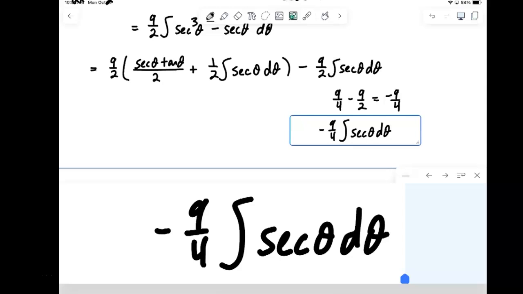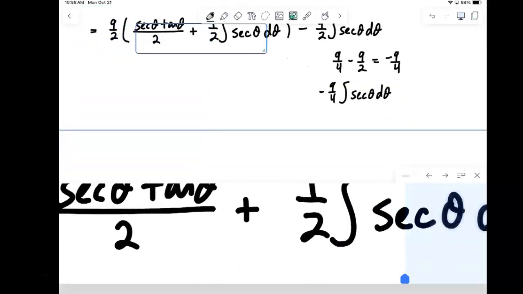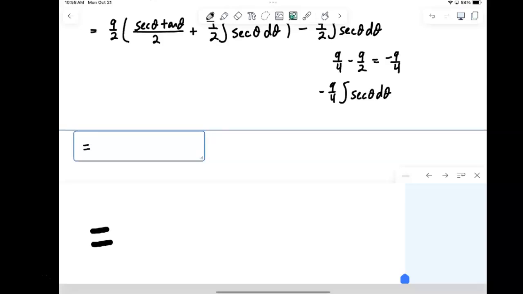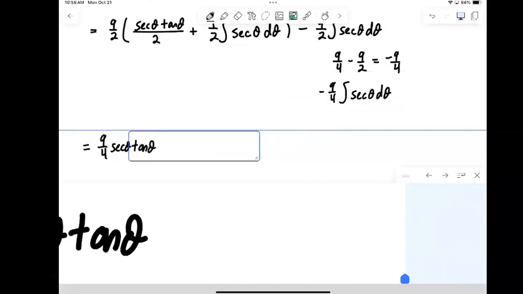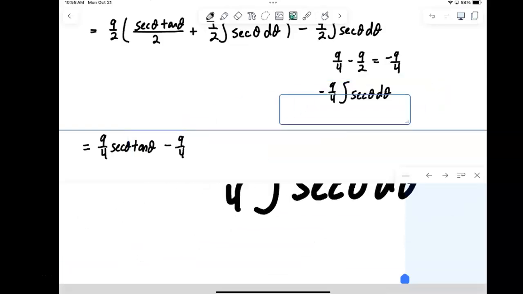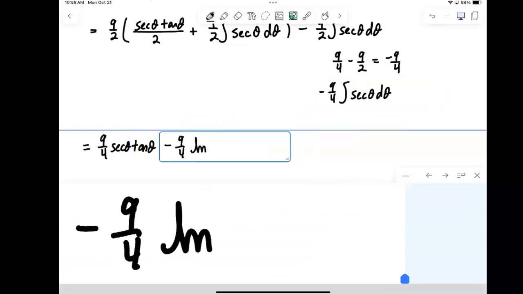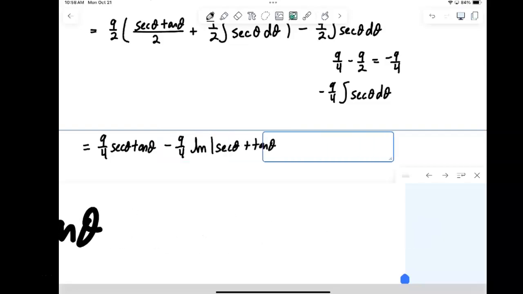And then we remember what the integral of secant theta is, or how to find that, one of the two. So putting everything together, 9/2 times the half there will give me 9/4 secant theta tangent theta minus 9/4, and then remember the integral of secant theta is ln of secant theta plus tangent theta, and then plus our constant. So the final piece to this puzzle is we have to convert it back to x.